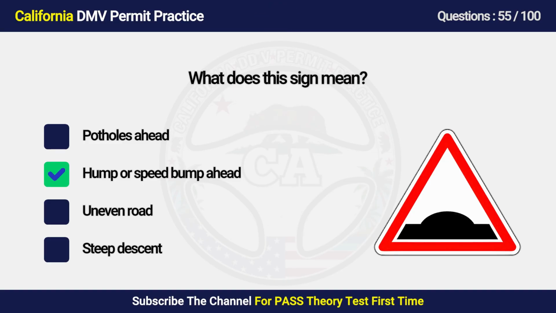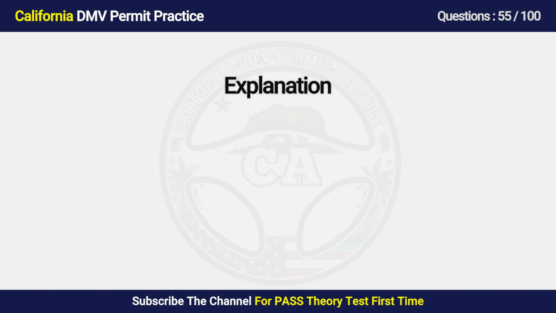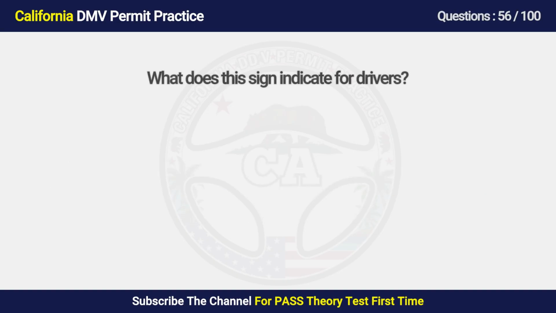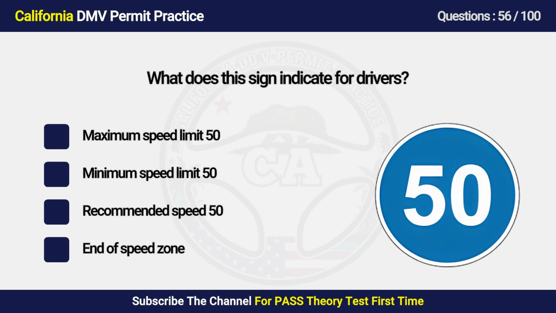Answer is B. Hump or speed bump ahead. This sign warns of a hump or speed bump ahead. Drivers should reduce their speed to avoid discomfort, loss of control, or damage to their vehicle. Question 56. What does this sign indicate for drivers?